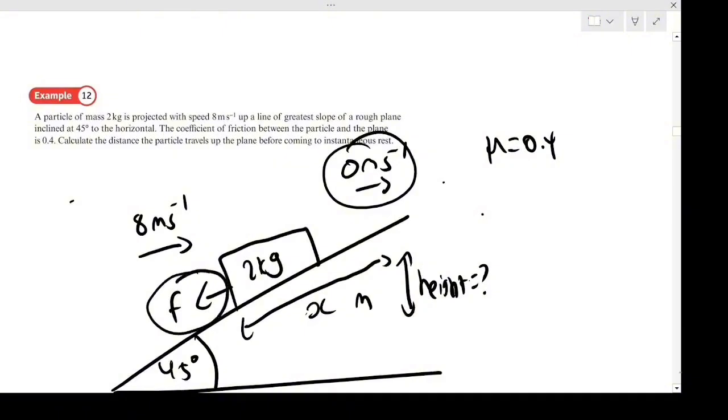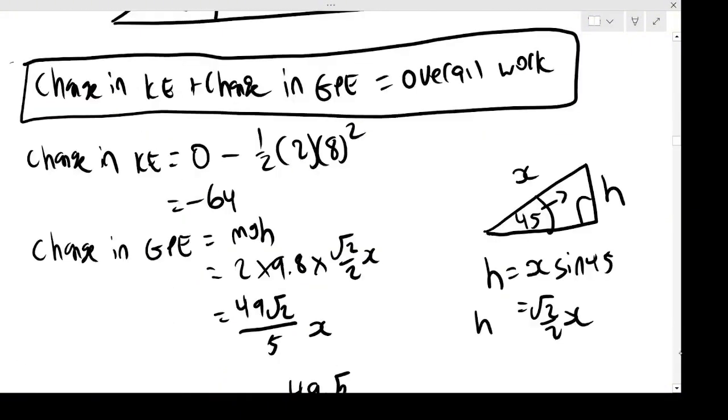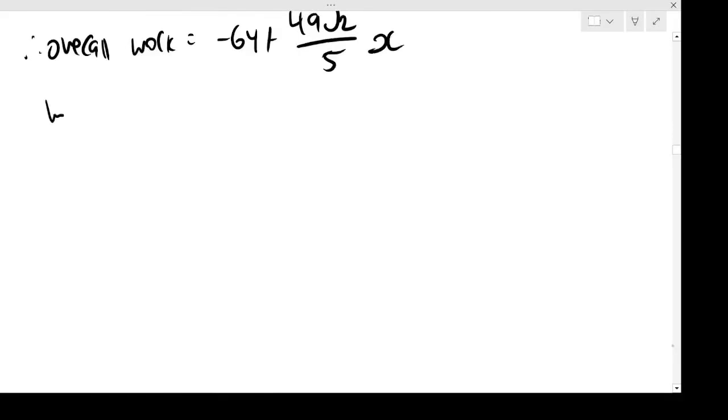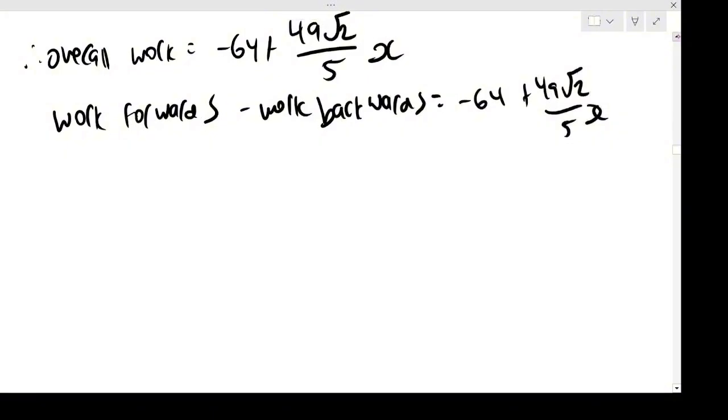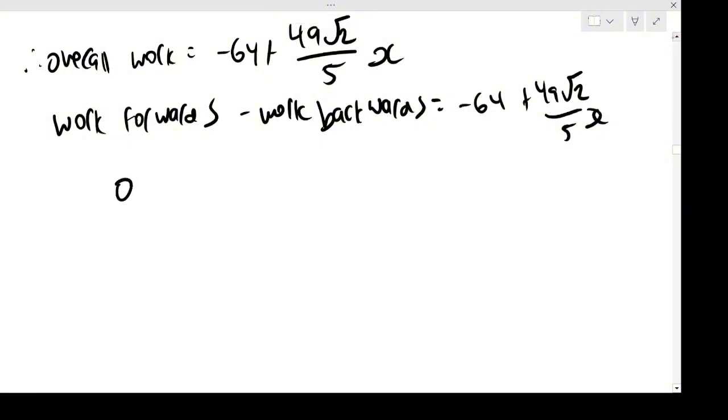The only force is the friction, which is acting backwards. So actually, if we split this up into work forwards, take away work backwards, that's going to be minus 64 and 49 root 2 over 5x. Okay, well, there's no forward force, so there's no work in the forward force, right?